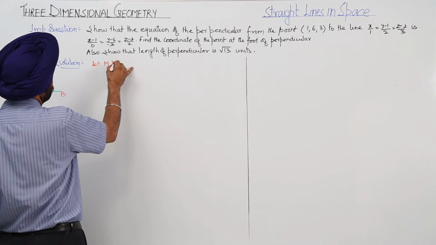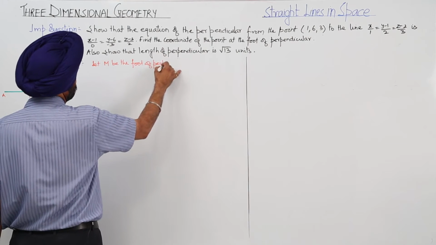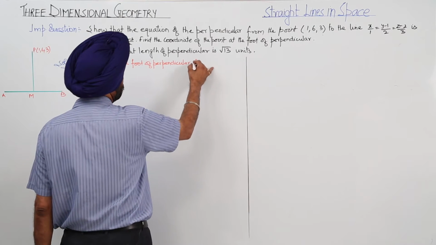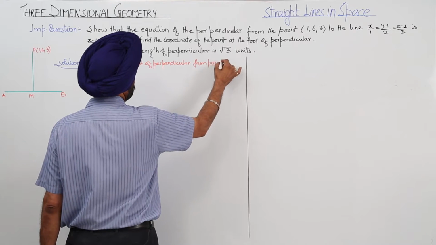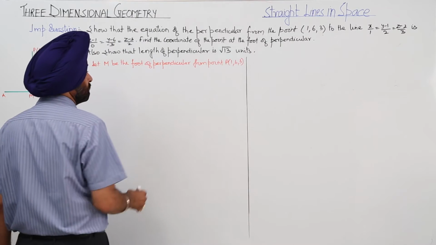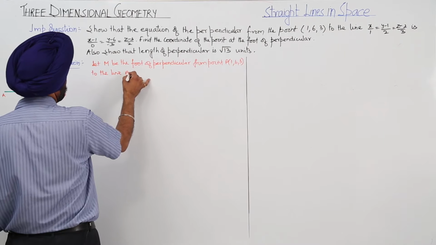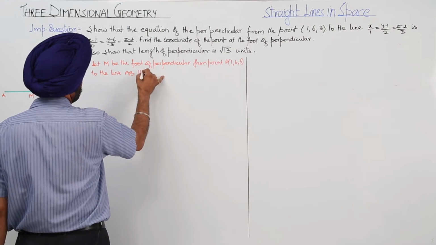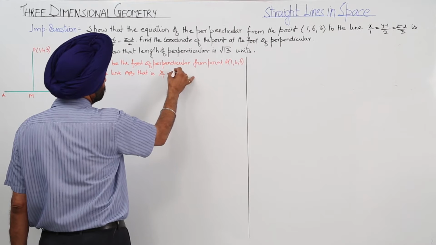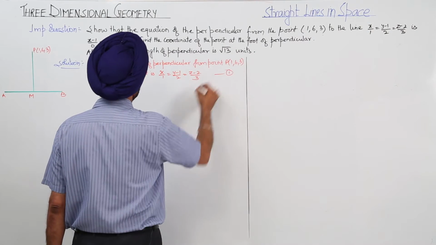Let M be the foot of perpendicular from point P, and coordinates of P are 1, 6, 3, to the line AB, that is x upon 1 is equal to y minus 1 upon 2 is equal to z minus 2 upon 3. Let this be number 1.